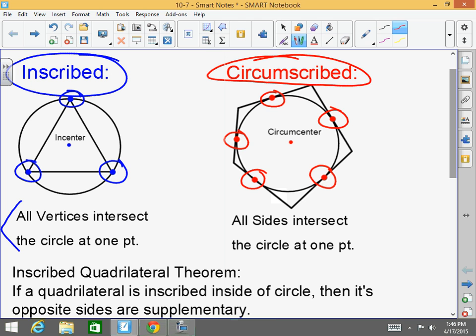Thank you. Okay. When you have a polygon inscribed inside of a circle, you have what's called an incenter. When you have a polygon circumscribed about a circle, you have what's called a circumcenter. Okay?